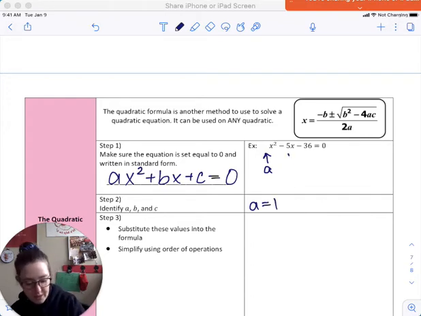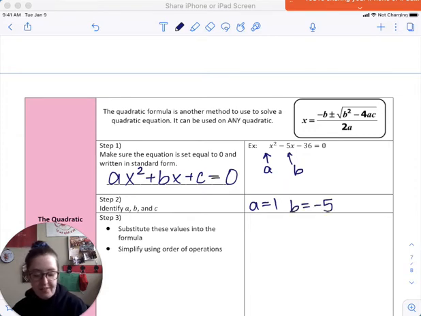b is the number in front of x. Make sure to take the sign in front of it. Since I have a minus 5x, that means that b is equal to negative 5. c is the number without an x. Once again, remember to take the sign with it. Since that's minus 36, c is going to be negative 36.